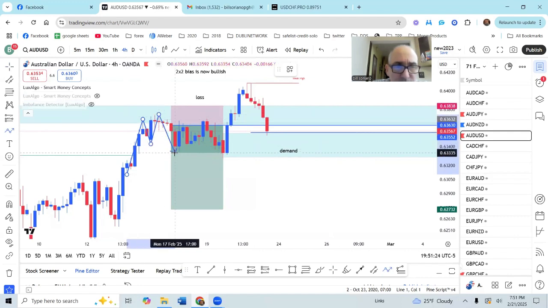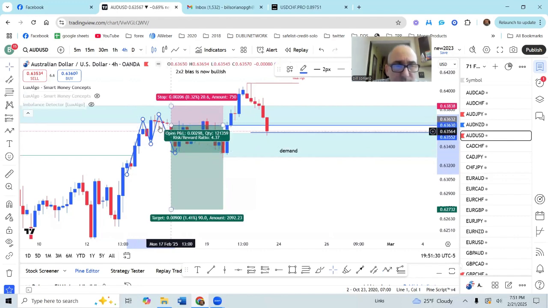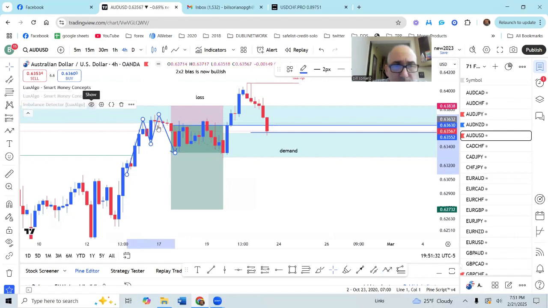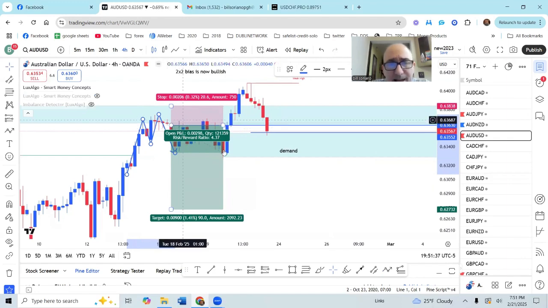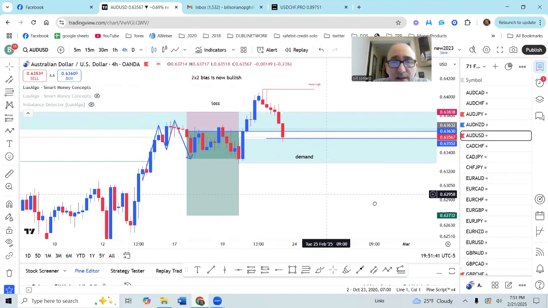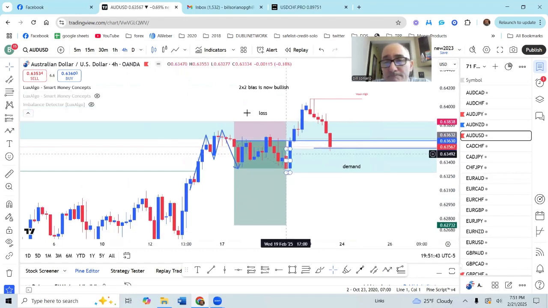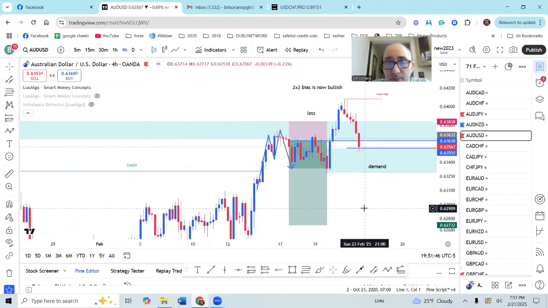Then you get the break of structure here. You get the change of character right here. You have a little bit of imbalance right in there. You can see price comes back there, starts to move in your direction, then it goes up and you get stopped out. And there's really no zone up above there.